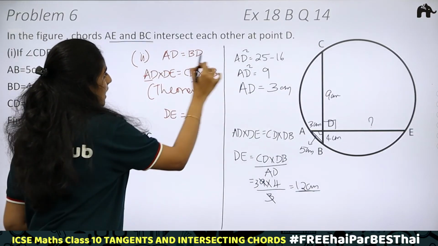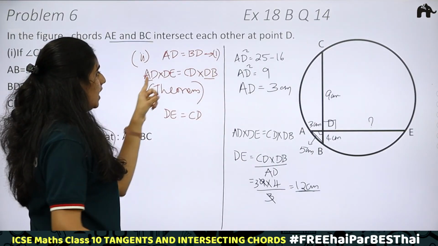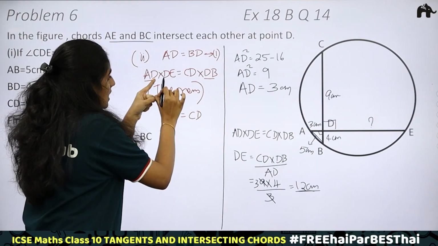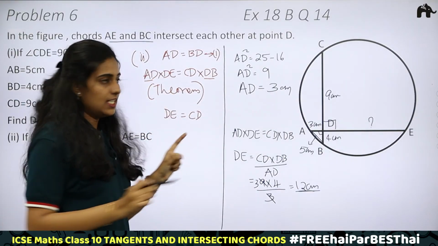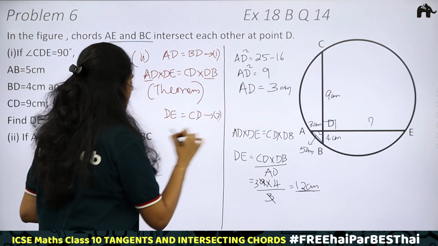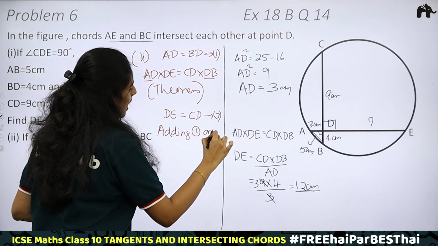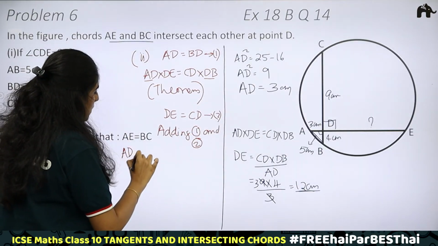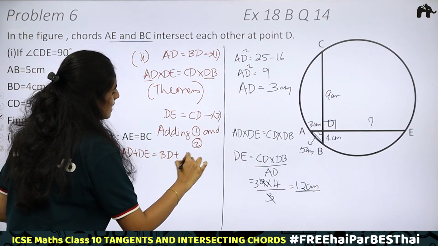Here we are taking AD is equal to BD as the first equation. If AD and BD are equal, then DE and CD should be equal. Therefore DE is equal to CD. I am taking this as 2. Adding 1 and 2, what we get? AD plus DE is equal to BD plus CD.